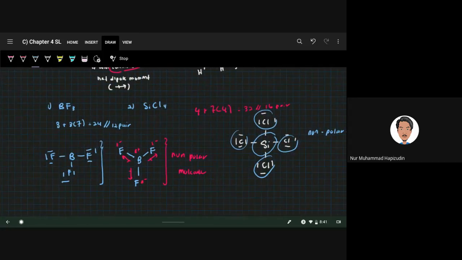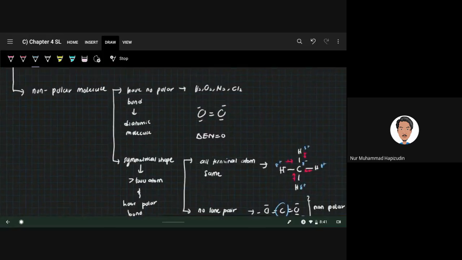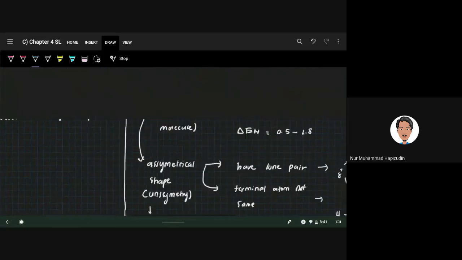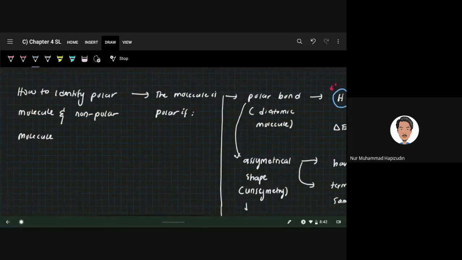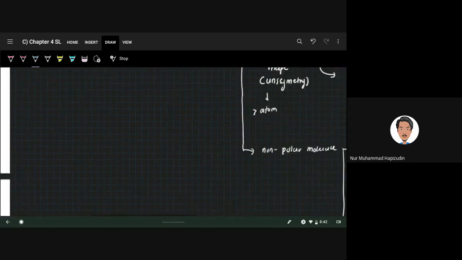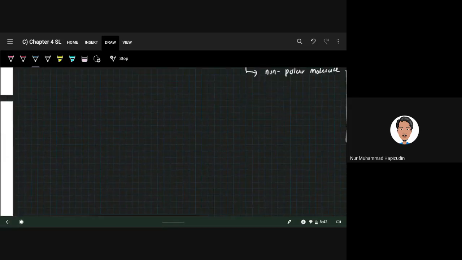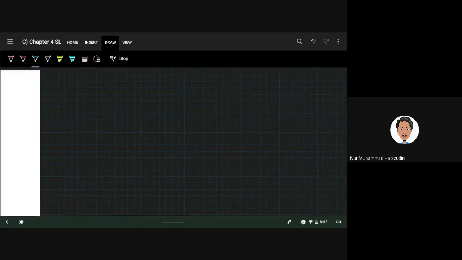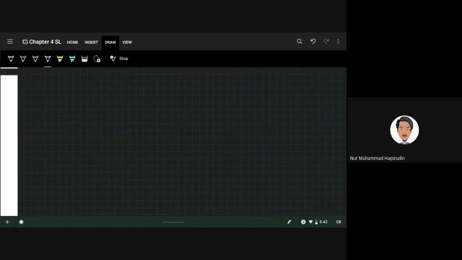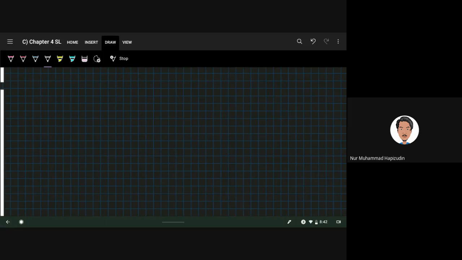Okay, kelas. Under Lewis structure ada sikit lagi, saya nak masuk Lewis structure. How to identify polar, okay, ni selesai tajuk ni. Polar molecule and non-polar molecule. Okay, Lewis structure. There are a few things that you have to know under Lewis structure.